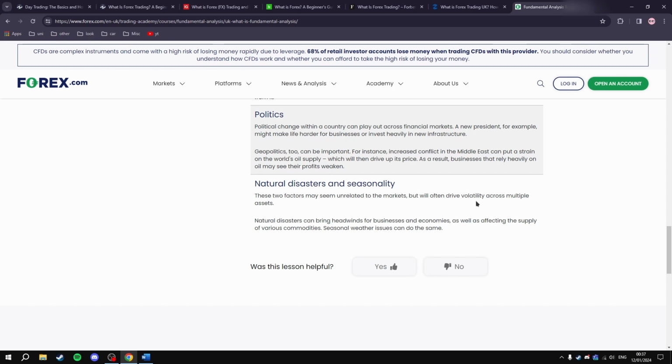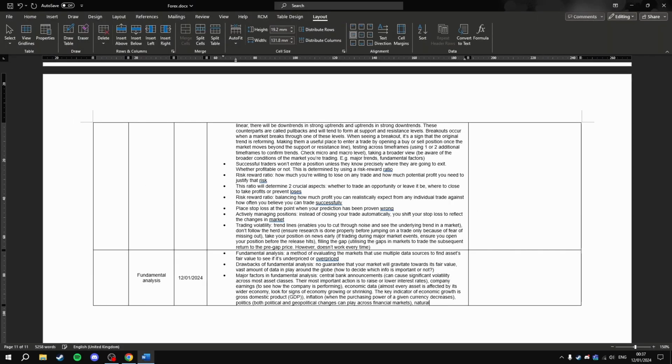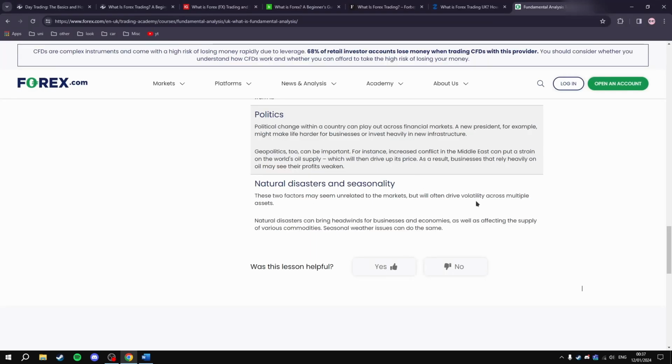Natural disasters and seasonality. These two factors may seem unrelated to the markets, but will often drive volatility across multiple assets. Natural disasters can bring headwinds for businesses and economies, as well as affecting supply of various commodities. Seasonal weather issues can do the same.